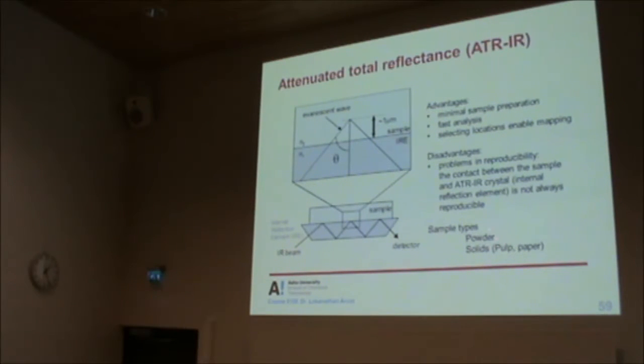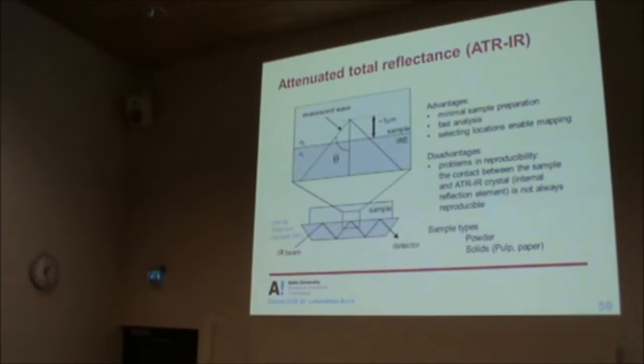Okay, so now you can use powder, you can use solid, for example, pulp or paper, and the big advantage of this ATR IR is that you don't need any sample preparation. This is almost like Raman spectroscopy, where you just take any sample that you want. But condition number one, no water. That's the only condition. Okay. The analysis is fast, and you can select the locations which enable mapping.